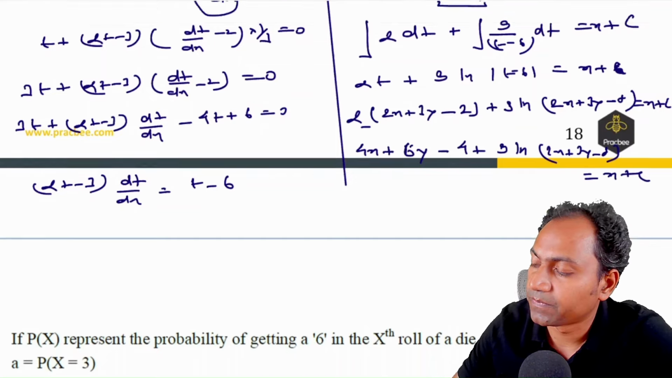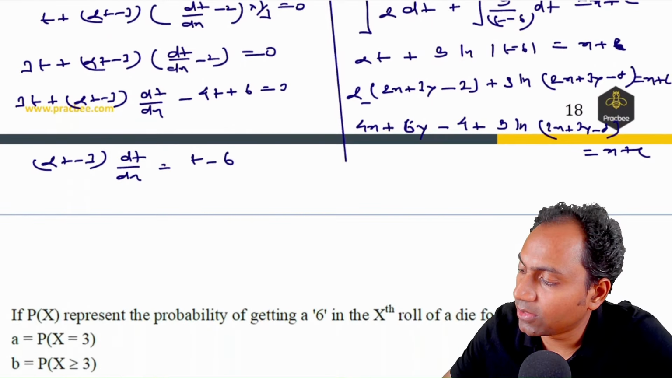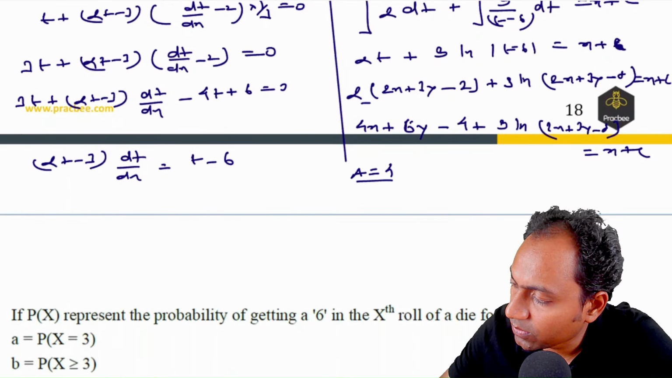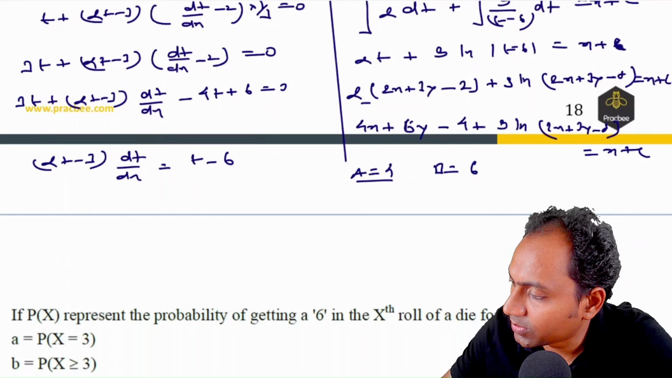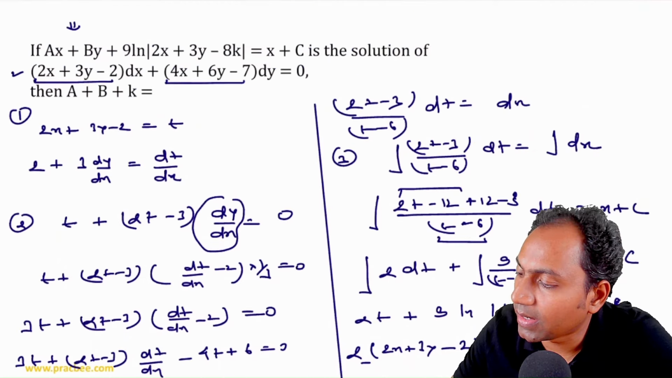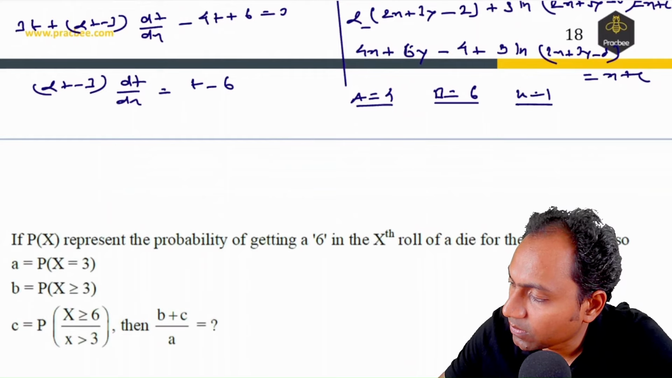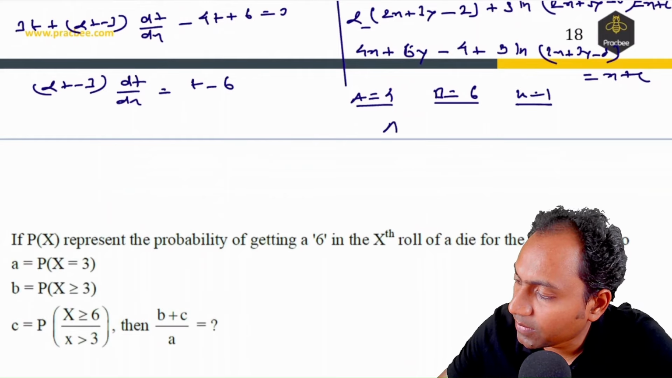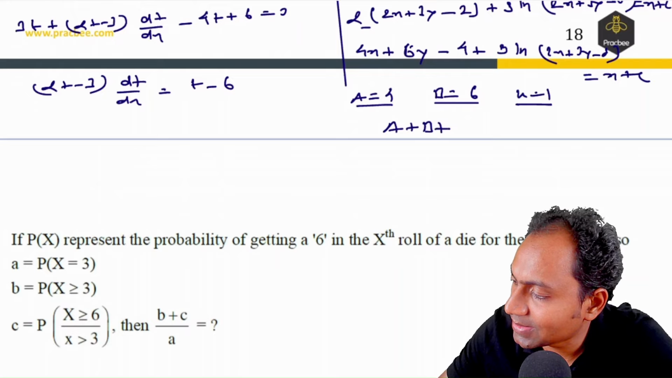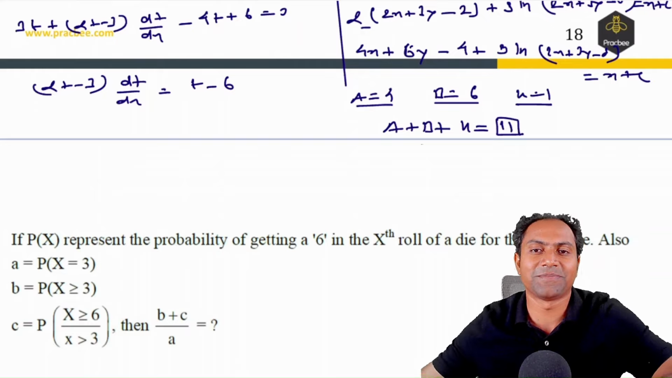Now if I compare the value of A, we can clearly observe it will come out to be 4. The value of B will come out to be 6. And now if I compare the value of K, it comes out to be nothing but 1. If I want to add them, my answer for A plus B plus K comes out to be nothing but 11. You can check the answer though, but the method remains the same.